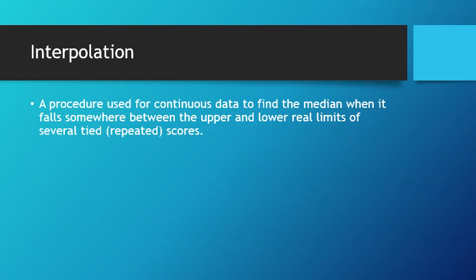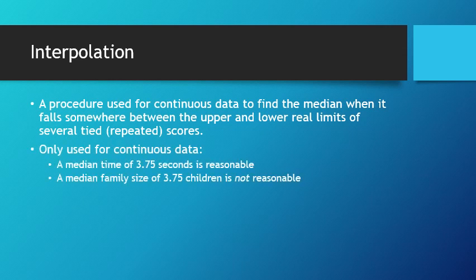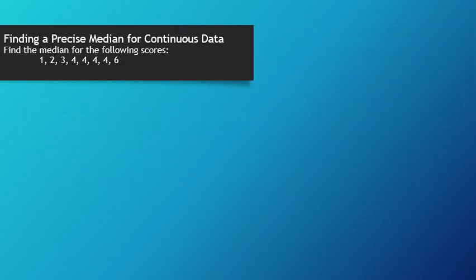Let's talk about interpolation. This is a procedure used for continuous data to find the median when it falls somewhere between the upper and lower real limits of several tied, or what we call repeated, scores. This is used for continuous data only. So as an example, a median time of 3.75 seconds would be reasonable. We would use interpolation. However, a median family size of 3.75 children is not reasonable. We can't have 3.75 children.